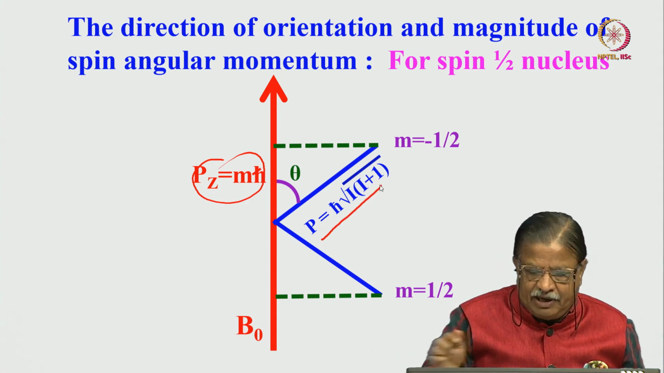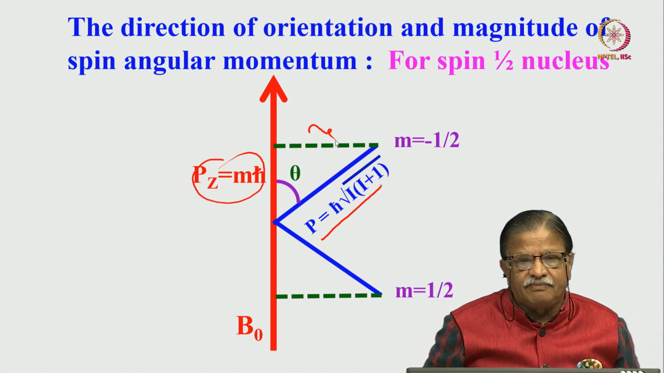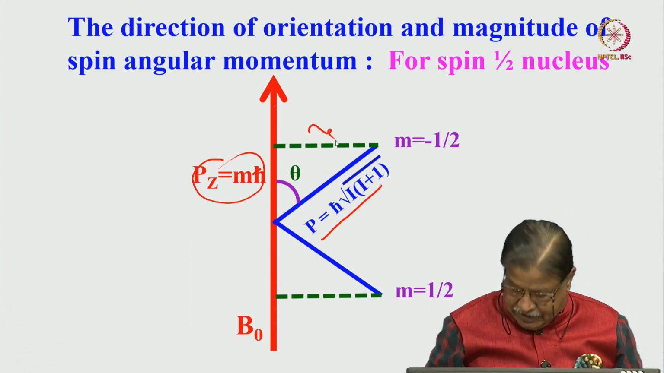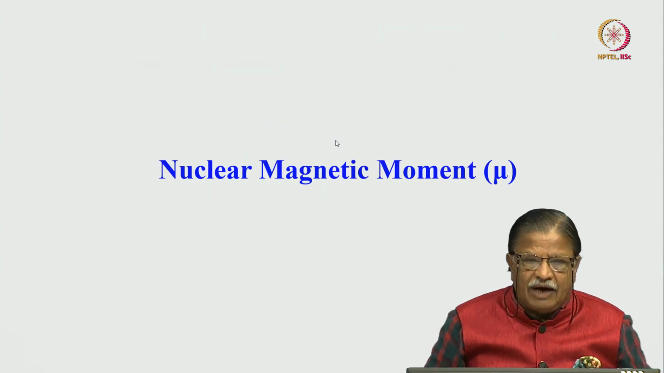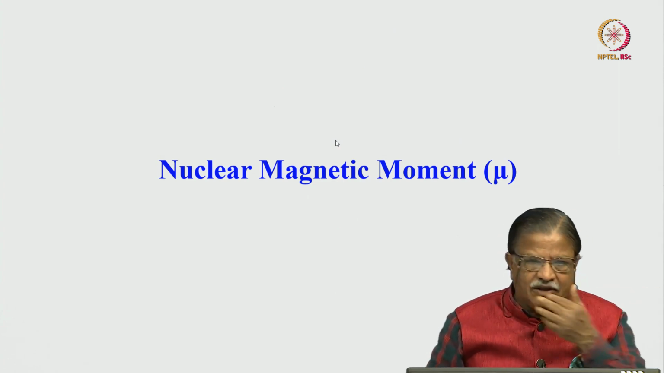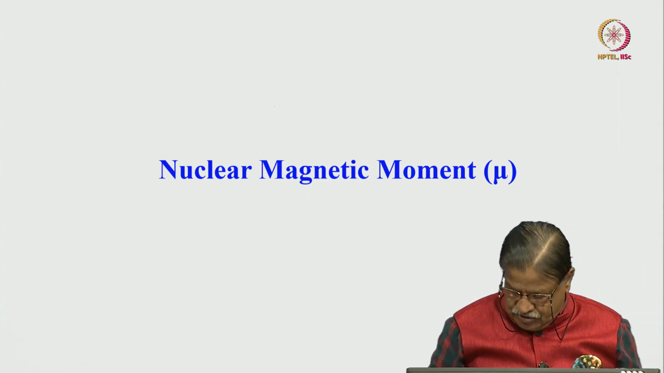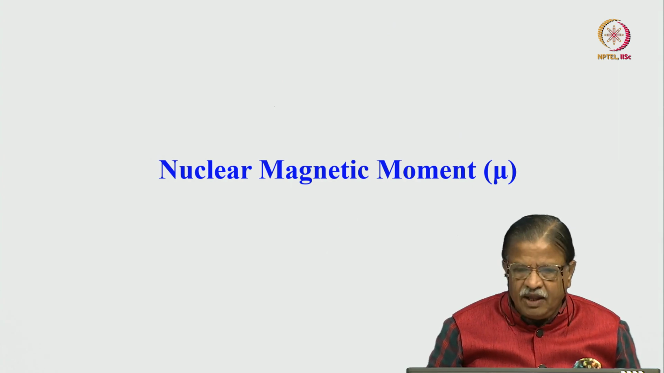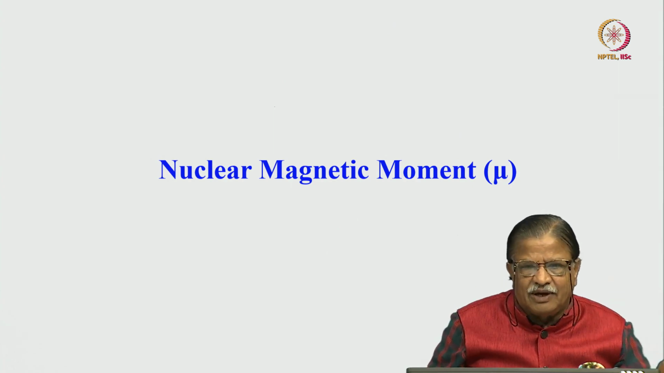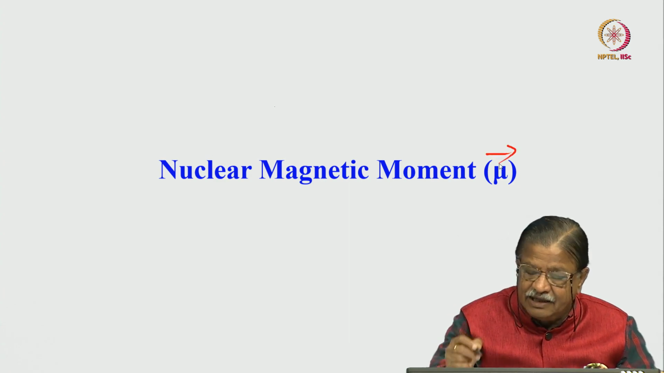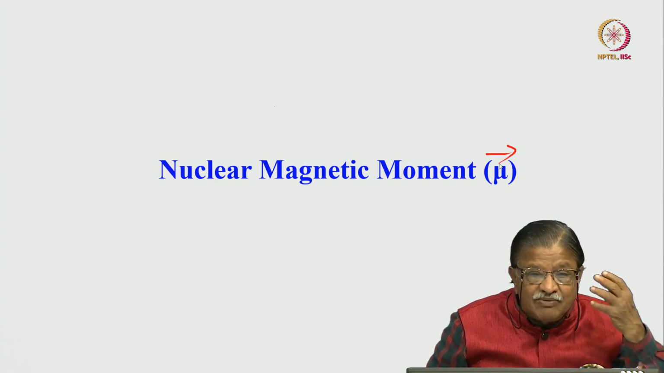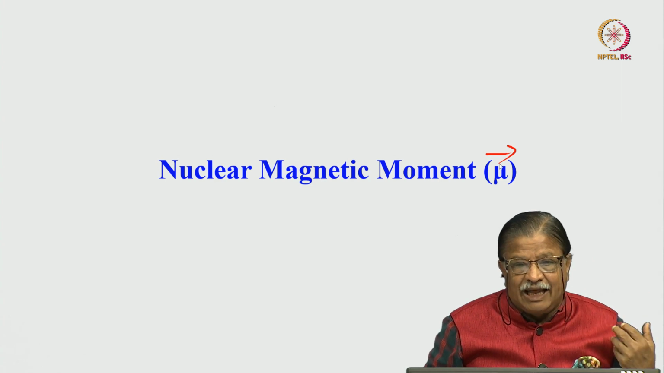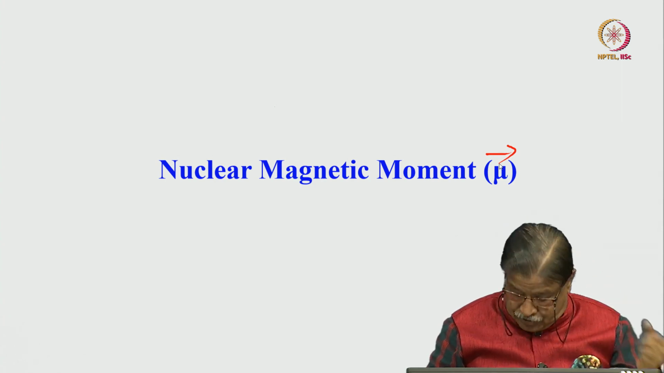Simply use the trigonometry rule and you can find out what this is. It's very easy to calculate. So I am not going into the details of that because it has already been discussed in a couple of the earlier courses. Now we will go into what is called the nuclear magnetic moment, mu. It is a vector again, and this is a very important term. This is very important in understanding NMR spectroscopy.